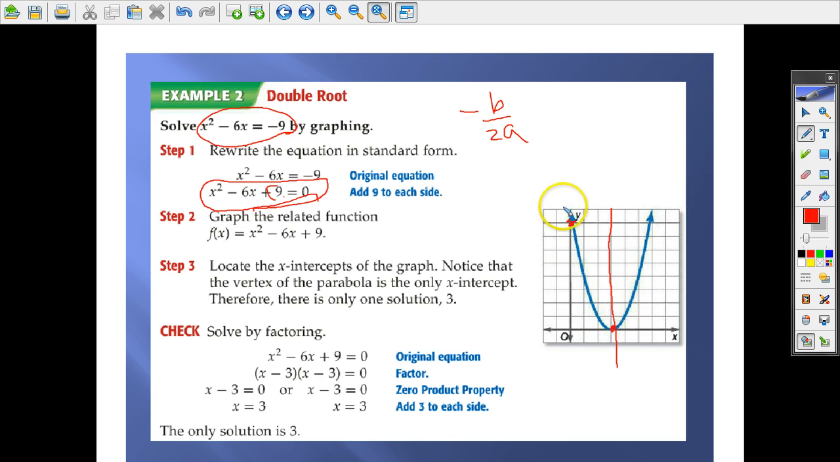Once you graph it, you see there's one point here, and that point is 1, 2, 3. So the solution is 3. There's only one solution. So this is what we're talking about, a double root. When there's one solution, it's called a double root. If you want to check your answer, put the 3 in here, 3 here and 3 here, and see if it equals 0. And it did. So your solution is 3.